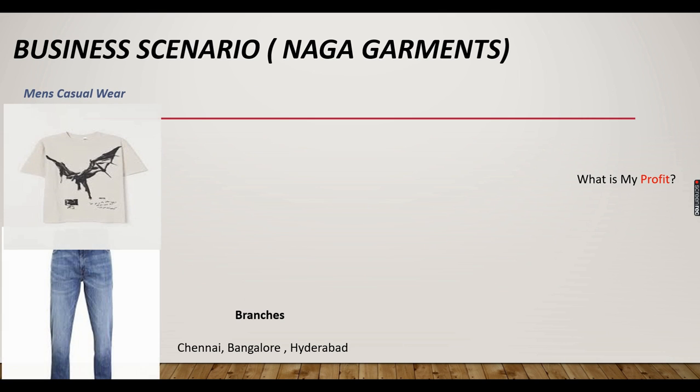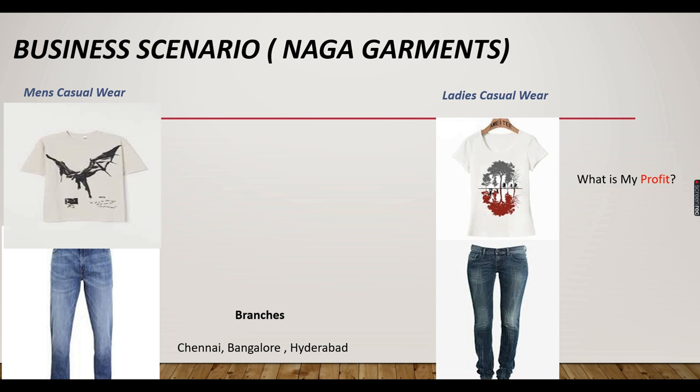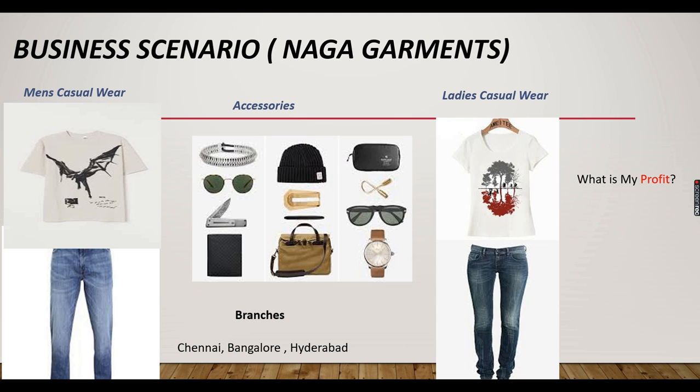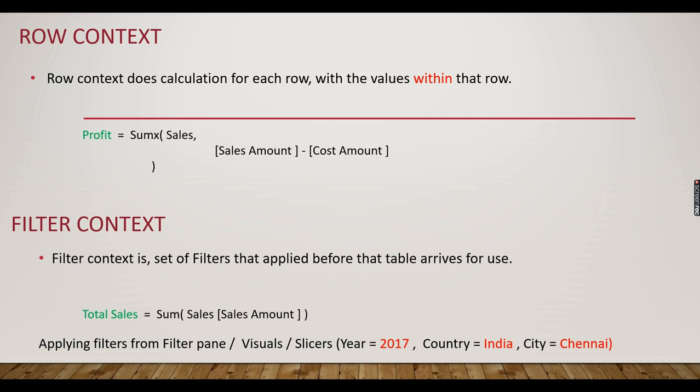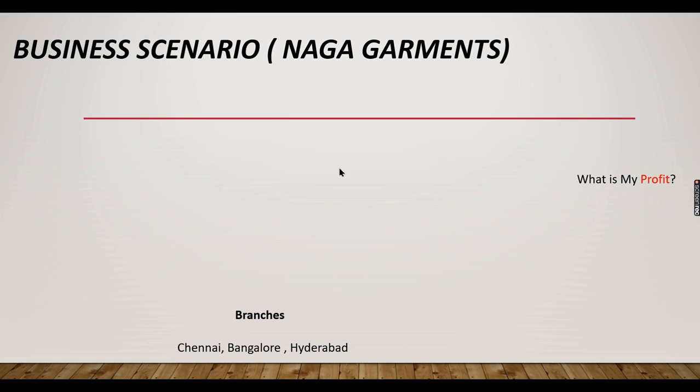We are exploring Power BI using the business scenario Naga Garments. Today, for this business, he wants to know the profit. The formula for profit is here: he wants to calculate sales amount minus cost amount. That has to be calculated for each row. So let's see it in the demo.